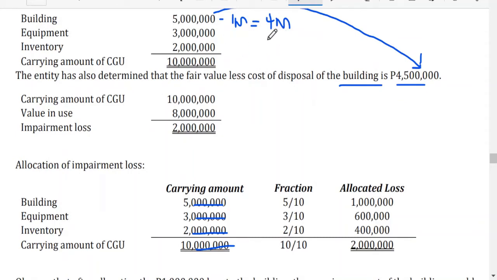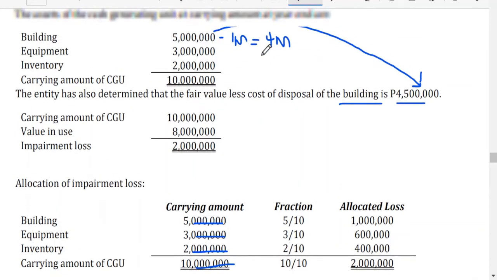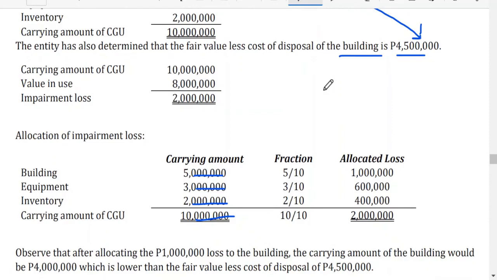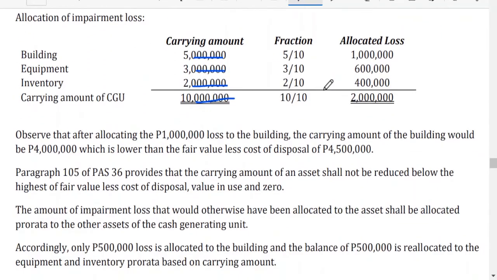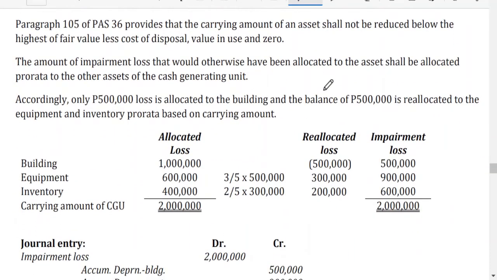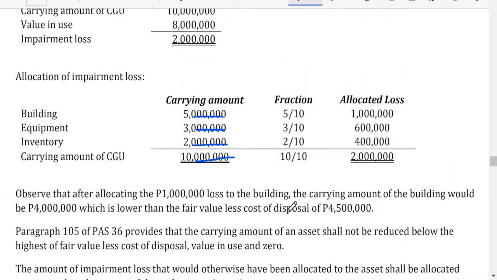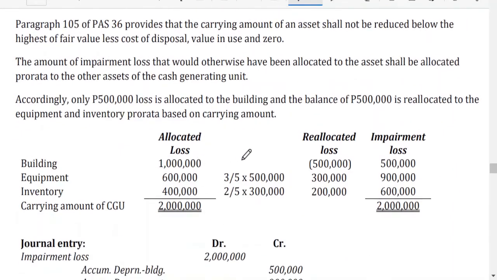The difference between the 1 million and the 500,000 here would be allocated to the remaining assets. Okay? So how do we reallocate? So we have the allocated loss here. Okay, right? This is the original allocated loss here. So we have to reallocate the 500,000.